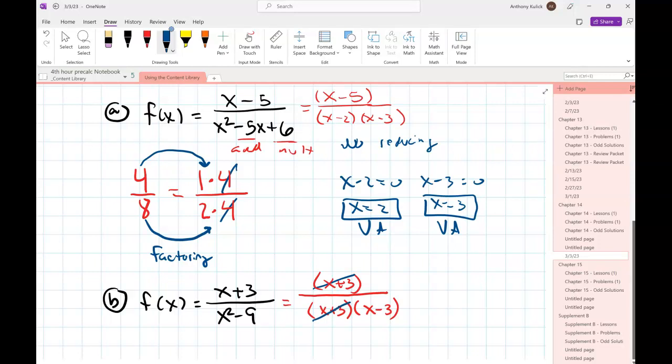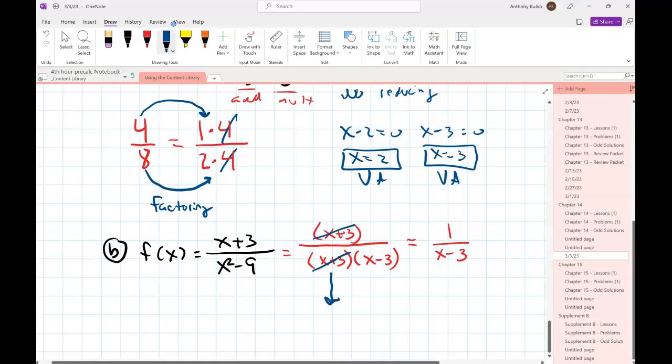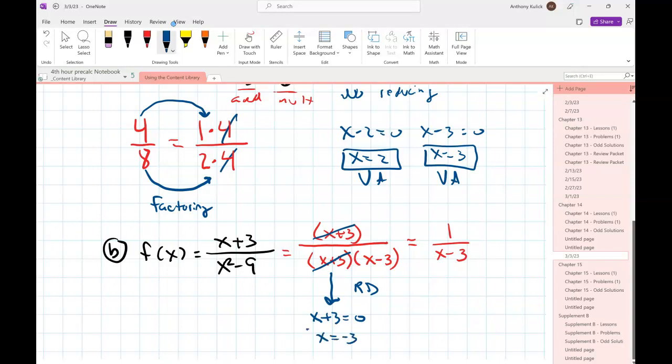The x plus 3s. Is that okay? So when I do that, what's left in the numerator? 1. Very good. And then the denominator, x minus 3. So the x plus 3s are completely reduced, correct? There's no more x plus 3s left. That means it's going to create a removable discontinuity. So I take that piece, set it equal to 0. That'll give me a removable discontinuity.